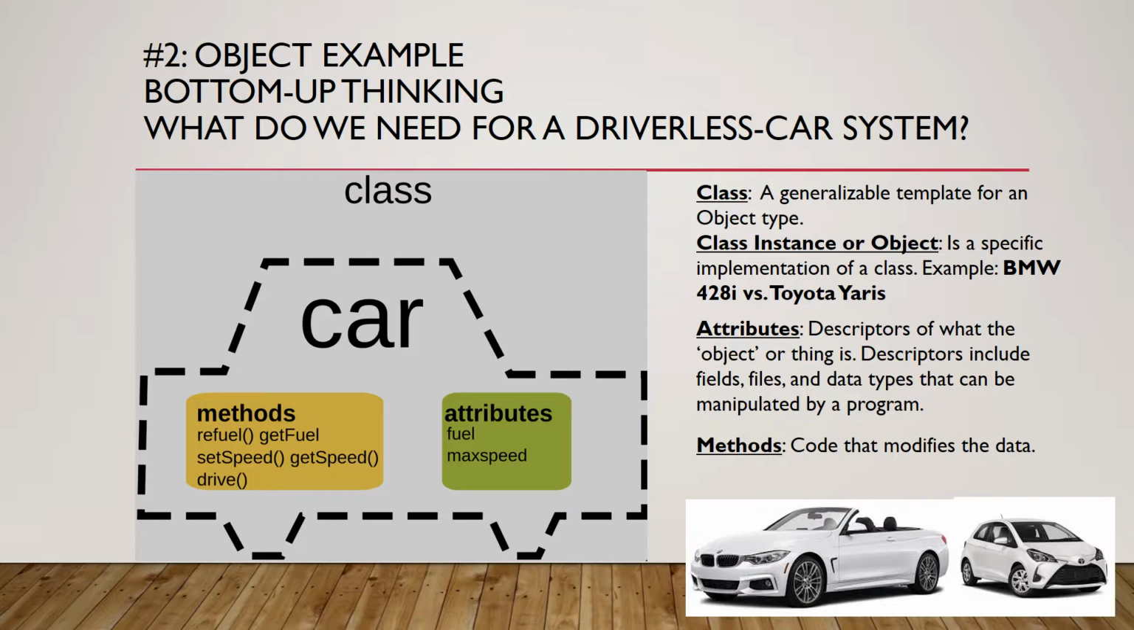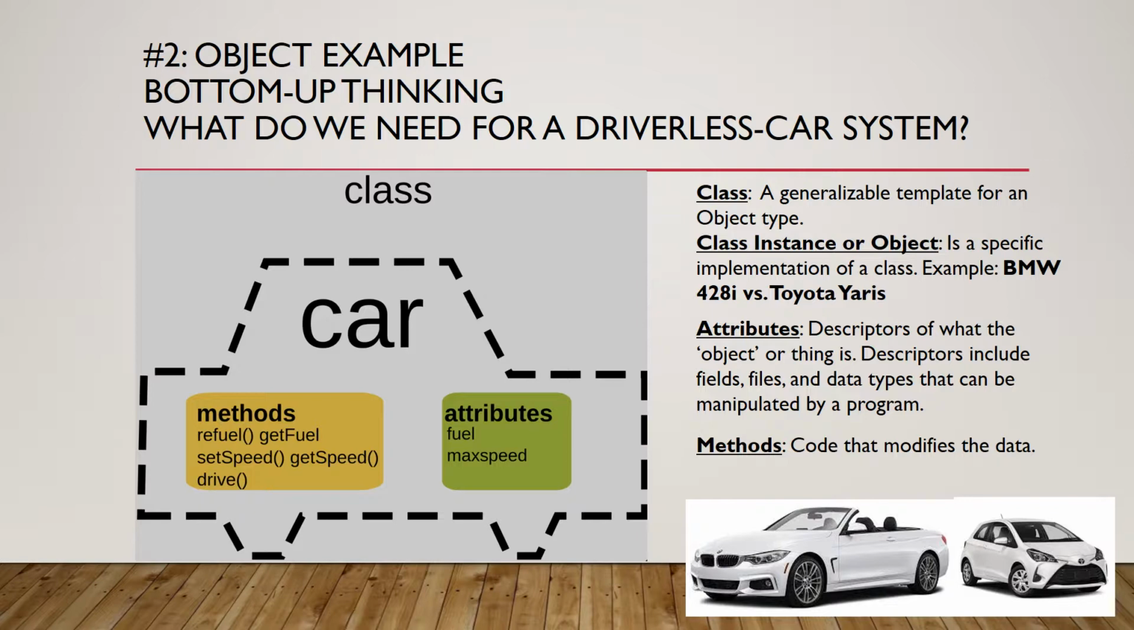Now, down below I have two pictures of not driverless cars, but let's just say cars in general, whether they're driverless or not driverless. Now, that car in general is considered a class. A class is a generalizable template for an object type.